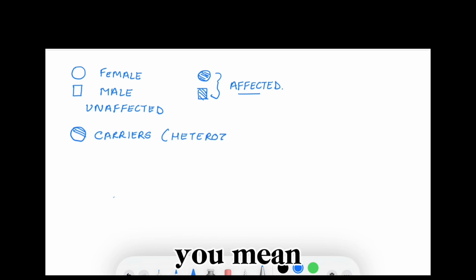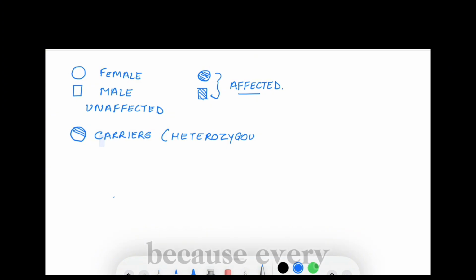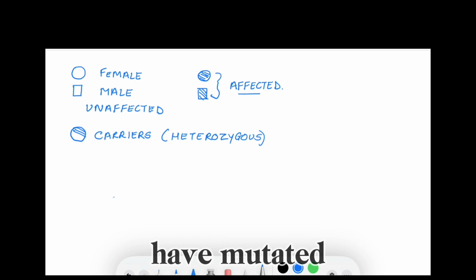And what do we mean by heterozygous? Heterozygous means there are two copies of the chromosome, and on one of the copies they have the mutated gene. So that is why they carry the mutated gene, but they are not affected. Now let's understand the basics of pedigree charts.